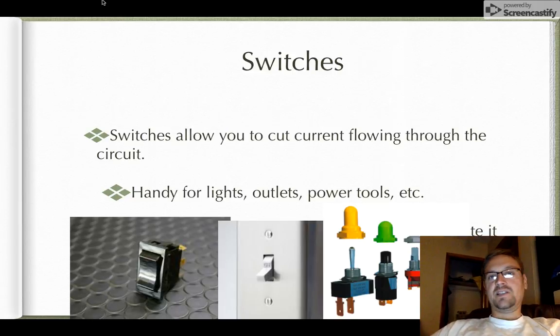Switches come in all kinds of different shapes and sizes. You got push button switches, toggle switches. We will use both of those in this class. You can also have switches that are motion sensing or are on timers that can turn a circuit on or off.